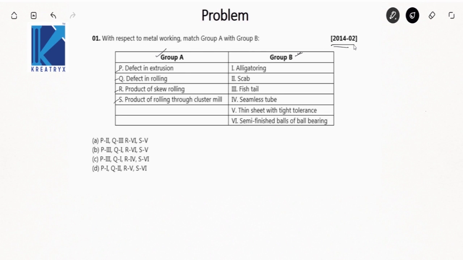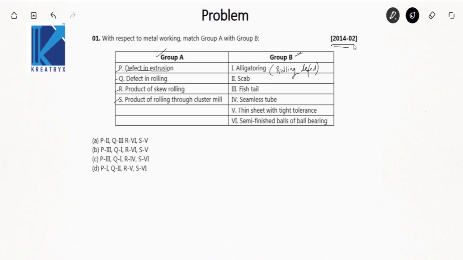So we'll start from group A, P. They are saying defect in extrusion. Now in group B the first thing they have mentioned is alligatoring. No, alligatoring is not a defect of extrusion, it is a defect of rolling. It is basically a defect in which the edge breaks down.